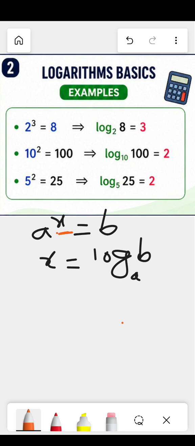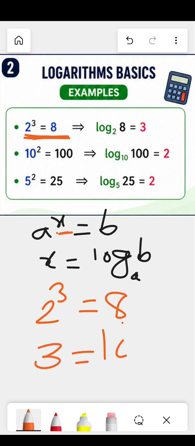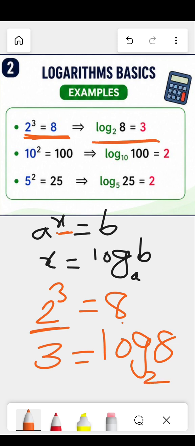Similarly, the first one: 2 power 3 is equal to 8. Then by using this definition, 3 is equal to log 8. Here the base is 2, so apply the base here: 3 is equal to log 8 base 2.